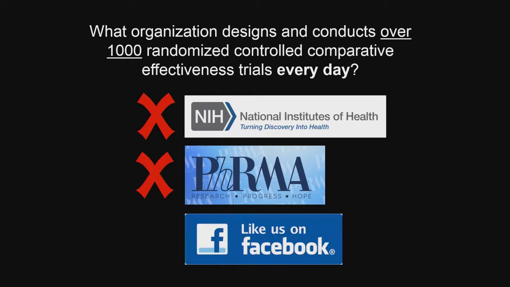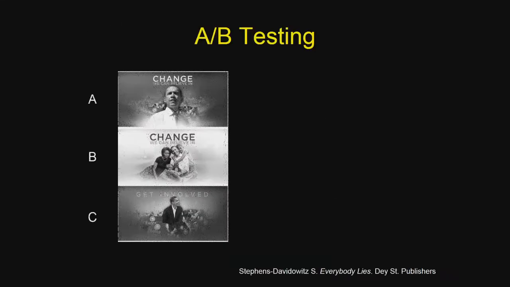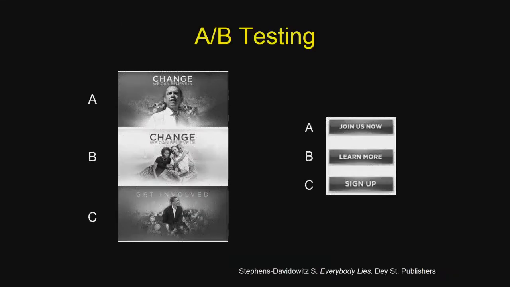How about Facebook? Facebook. 1,000 randomized trials every day. So this is an example here. In big data, this is sometimes referred to in informatics as A/B testing, okay? But these are really randomized trials where companies like Facebook will design two different options, and users will be randomly assigned to one option versus the other, and then they look to see what our behavior is.